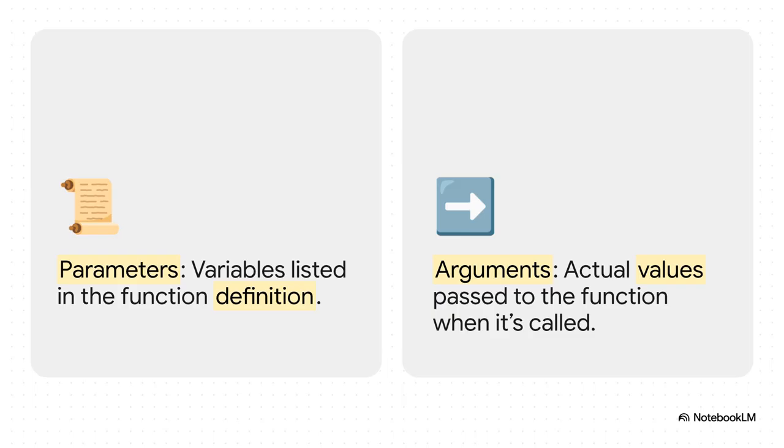Think of them as the ingredients list in a recipe, like flour or sugar. Then, when you actually use or call the function, the real values you pass in, like 2 cups of flour or 1 cup of sugar, those are the arguments. So parameters are the placeholders, arguments are the real deal.